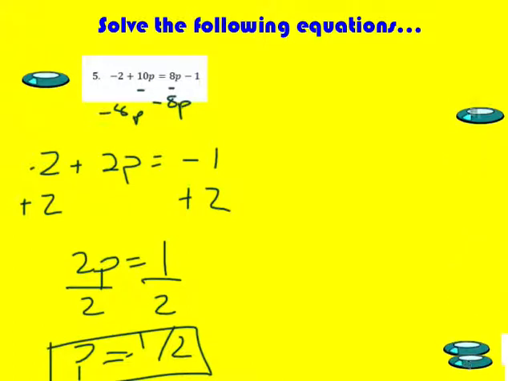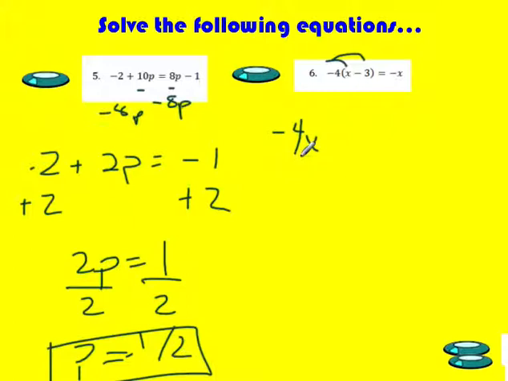Okay? So next, let's take a look at number 6. So we're going to distribute. Negative 4 times x is a negative 4x. Negative 4 times negative 3 is a positive 12, and then that's equal to a negative x. I want you guys to go ahead and finish solving this one up on your own.